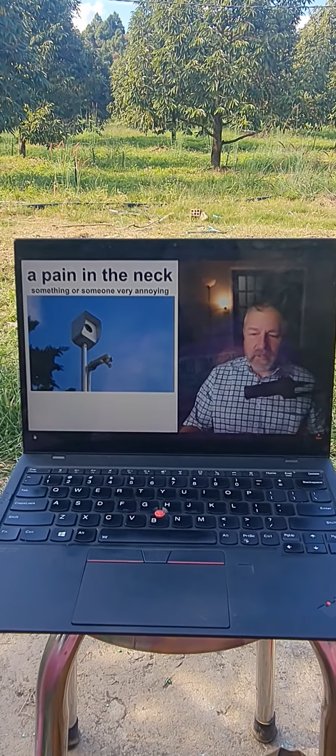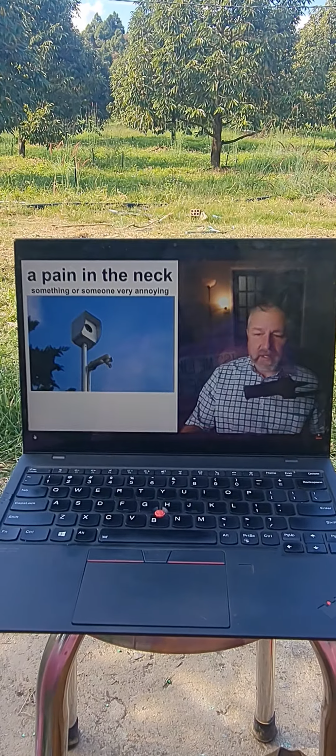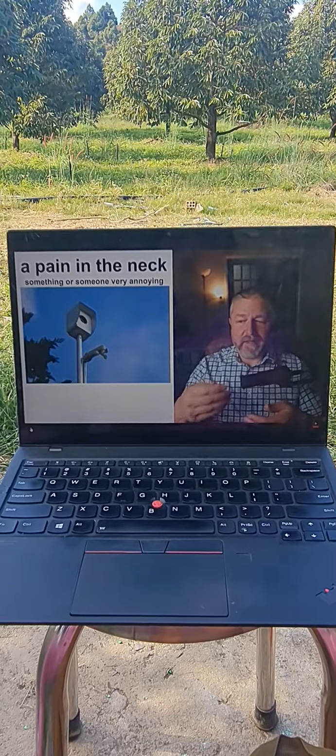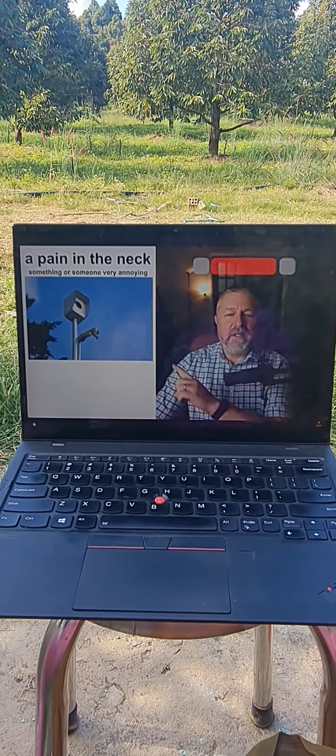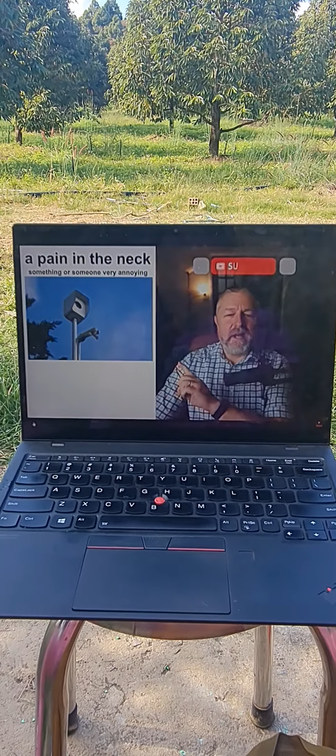What people don't like about speed cameras in my province is that you don't get the ticket until 4 or 5 weeks later. So some people didn't realize there was a speed camera and they got multiple tickets in the mail all at once. So, and you and someone can also be a pain in the neck as well. So a pain in the neck, something or someone very annoying.